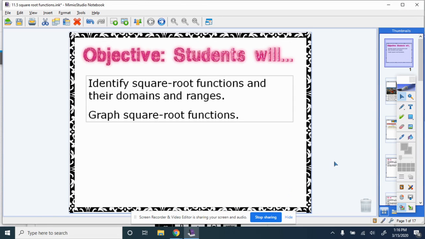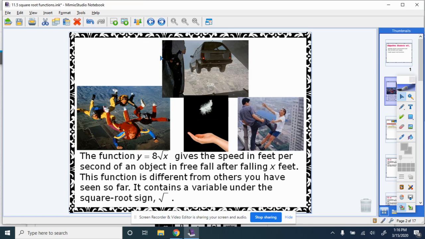Hello, today's lesson is 11.5, square root functions. Today we're going to identify square root functions and their domains and range, and we're going to graph square root functions. So the function y equals 8 times the square root of x gives the speed in feet per second of an object in free fall after falling x feet.